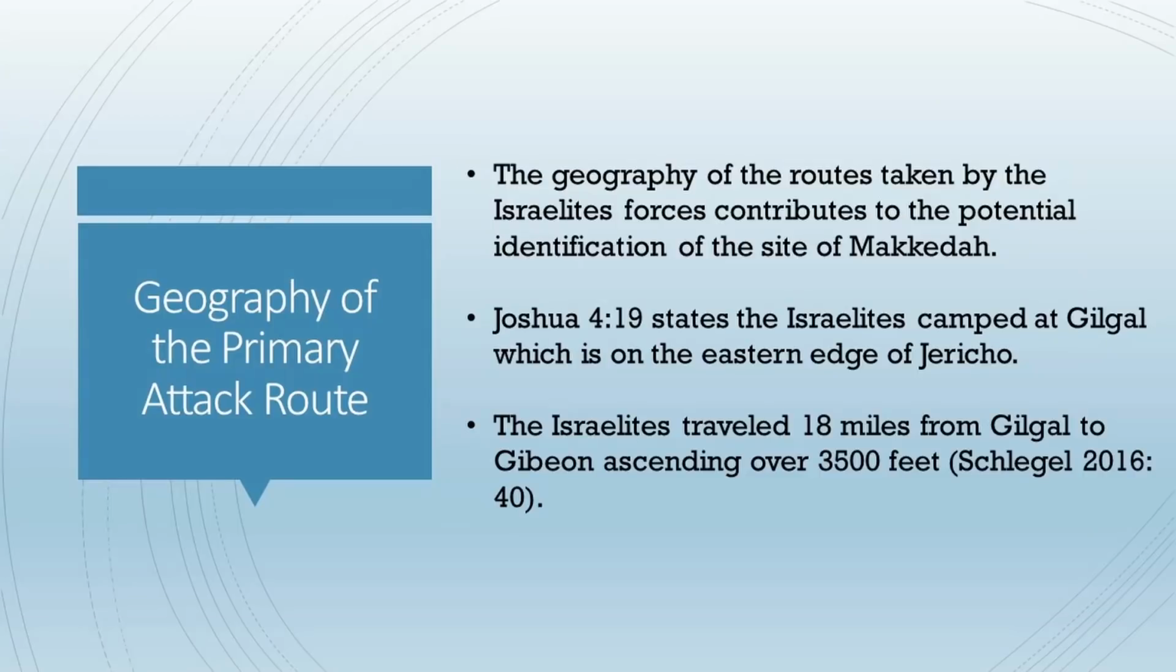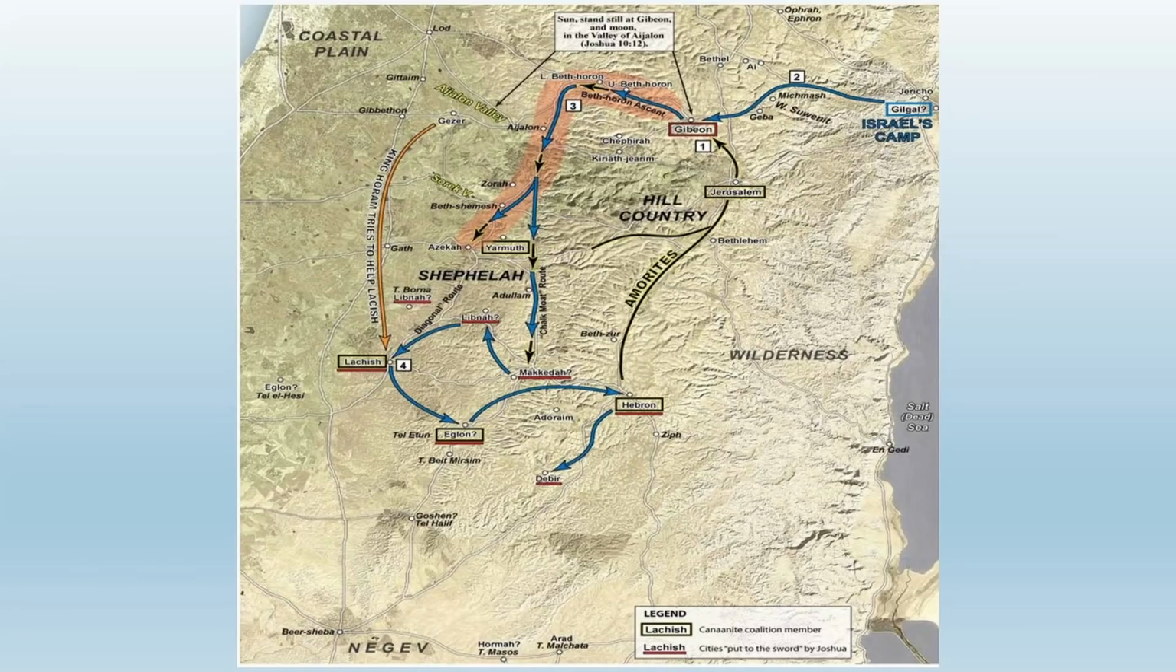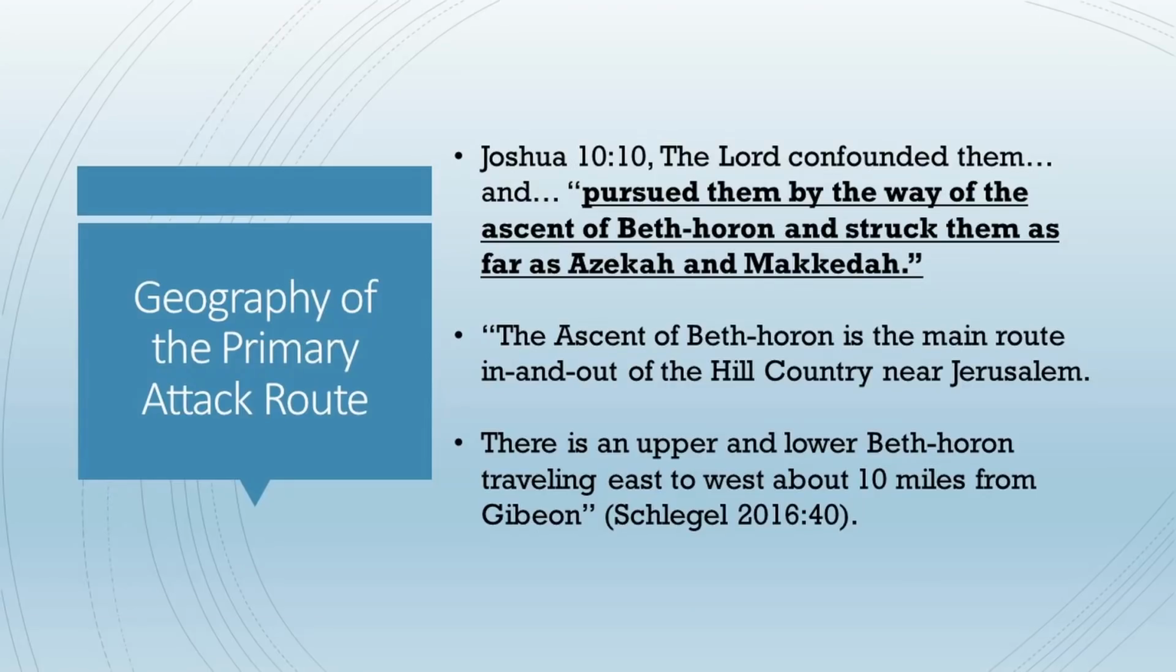The geography of the routes taken by the Israelite forces contributes to the potential identification of the site. Joshua 4:19 states that they were camped at Gilgal, which is on the eastern edge of Jericho, and the Israelites traveled 18 miles from Gilgal to Gibeon, ascending over 3,500 feet. So up here: Jericho, Gilgal, and then Gibeon. According to Joshua 10:10, the Lord confounded them and pursued them by the way of the ascent of Beth Horon and struck them as far as Azekah and Makkedah.